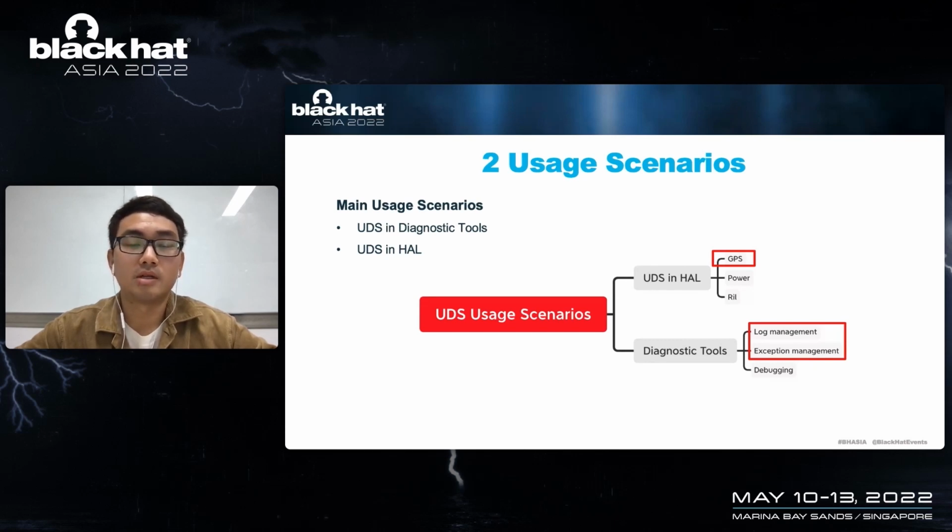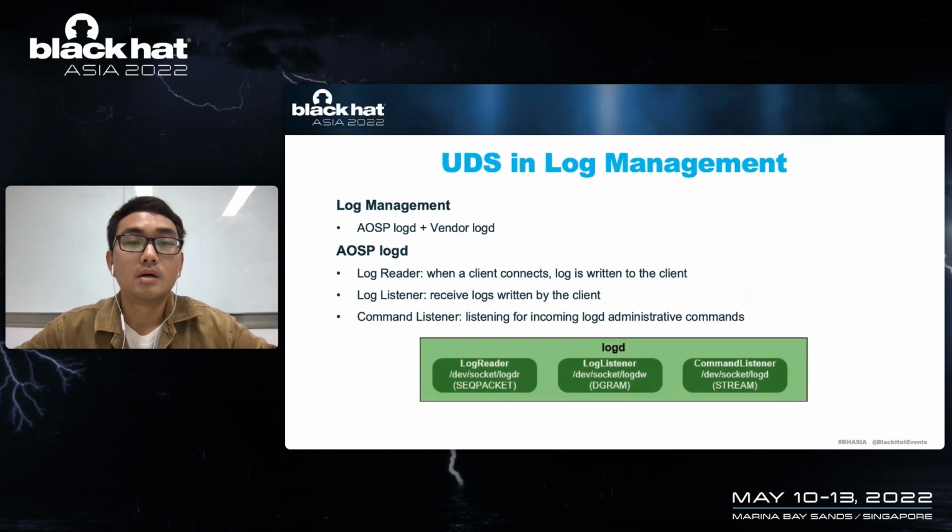Let's see some real-world examples. The first is log management tools. Logs are the most important information for troubleshooting. In an Android device, there are usually 2 logging systems. One is the Android standard logging system, and the other is the vendor logging system.